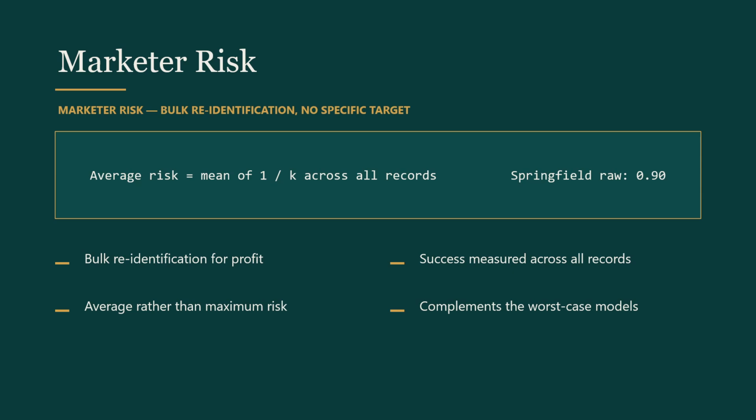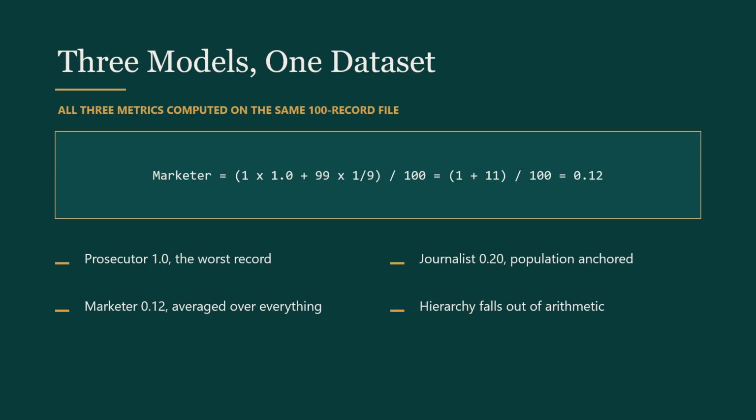When the realistic threat is bulk and commercial rather than targeted, and often as a complement, reporting marketer risk alongside a worst-case model. What you may never do is quote the flattering average to a client whose real threat is a prosecutor. Now let us finish the second toy, because it is the only place we can watch all 3 numbers come off one file.